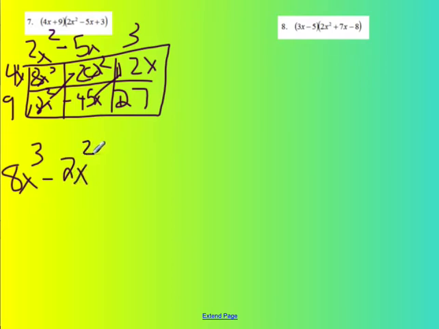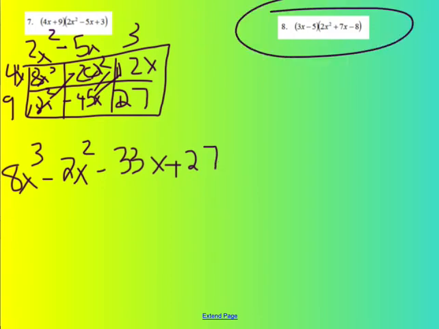I'm not going to add the exponents. 12x minus 45x. So now again, we're just going to add the coefficients. So 12 minus 45 is going to give us a negative 33, and then we're just going to keep that as x. Lastly, we have our constant, which is 27.